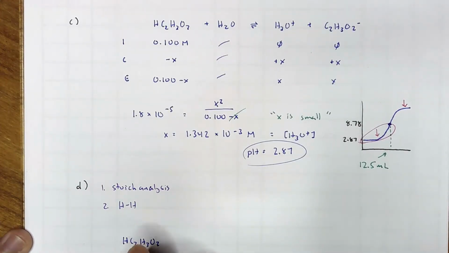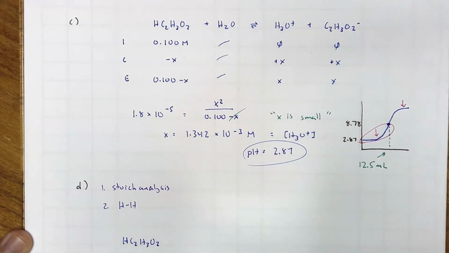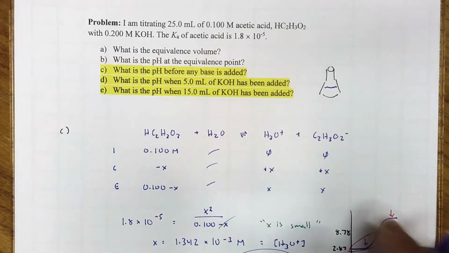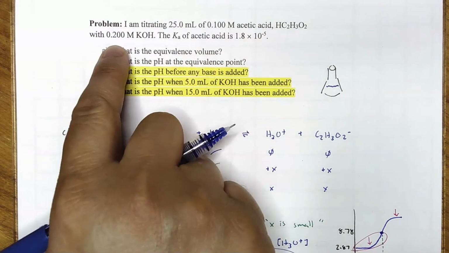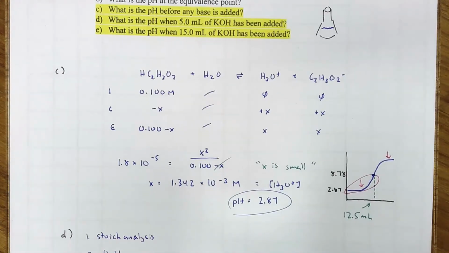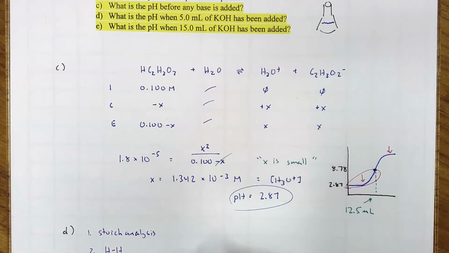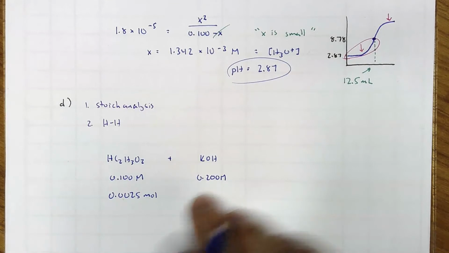So this is 0.0025 moles. We are adding base, and the base we're adding is 5 milliliters of KOH, and we have the concentration of KOH. So now I want the KOH concentration, which is 0.200 molar, but how many moles is that?